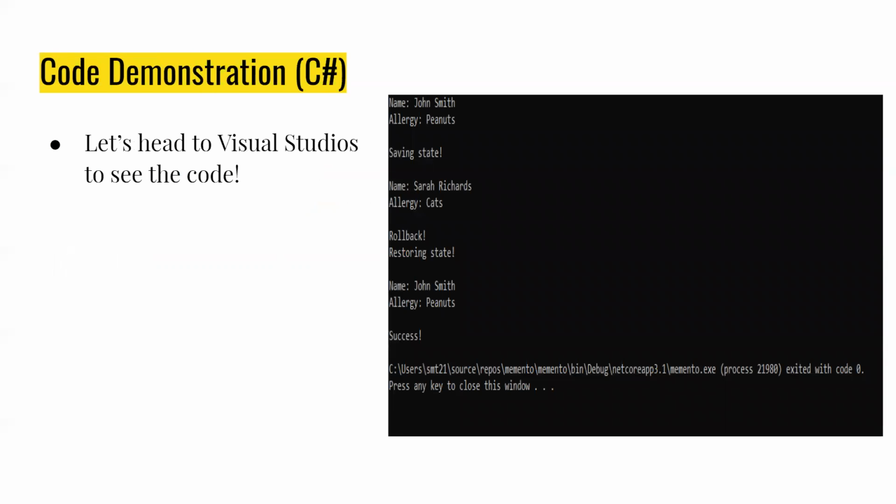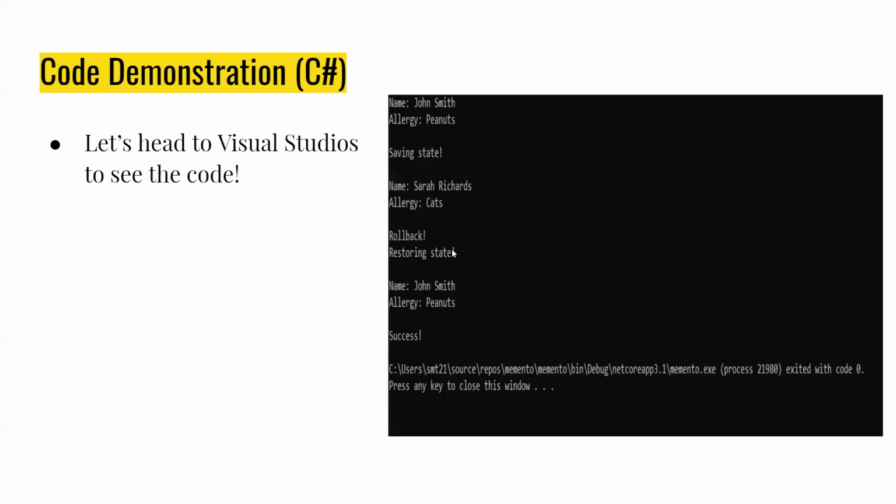And I have two code demonstrations. We're going to head to Visual Studio to see what the code looks like. On the right now, though, you can see what the output is. I'll describe this pretty quickly. This is a state that contains a name and their allergy. So we have John Smith, who's allergic to peanuts. They save that state. Then we have Sarah Richards, who's allergic to cats.